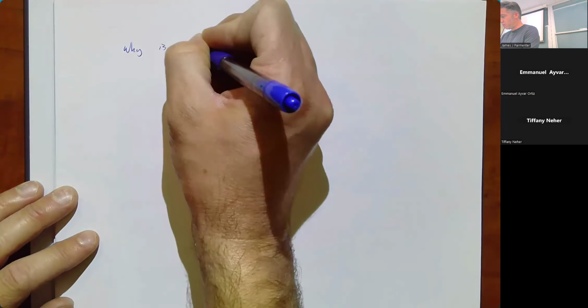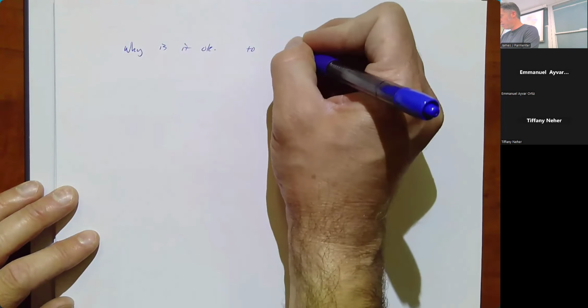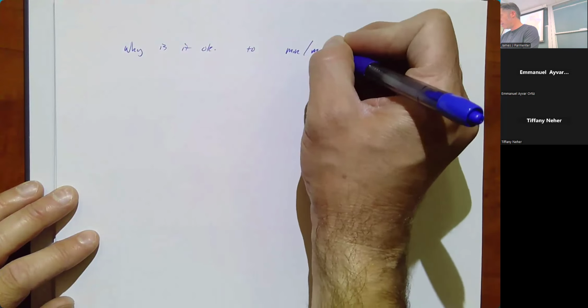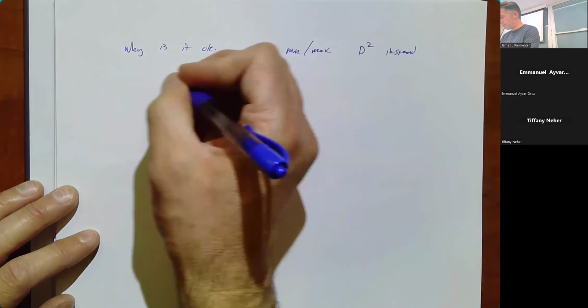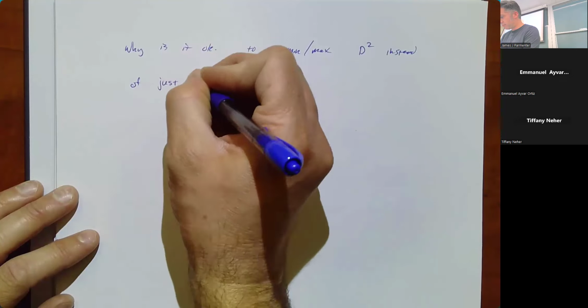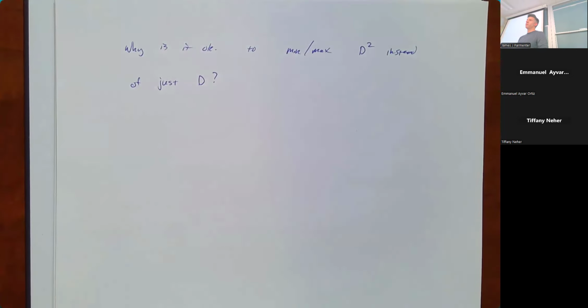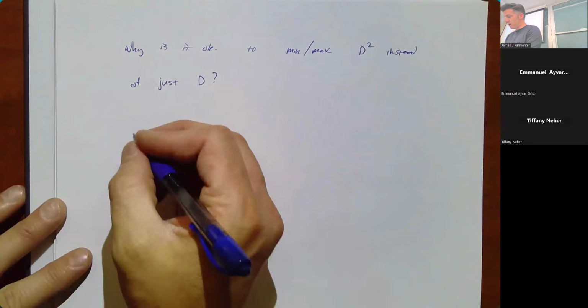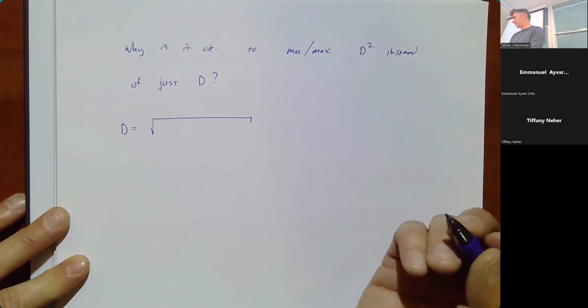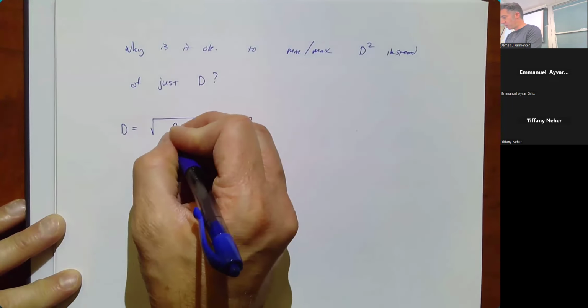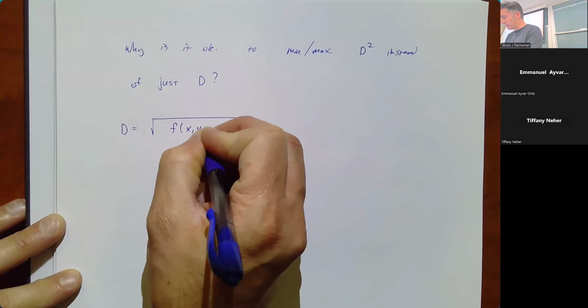So real quickly, why is it okay to minimize or maximize the distance squared instead of just the distance? Well, think about it this way. If the distance is equal to the square root of some stuff, let's say it's some function of x, y, and z.